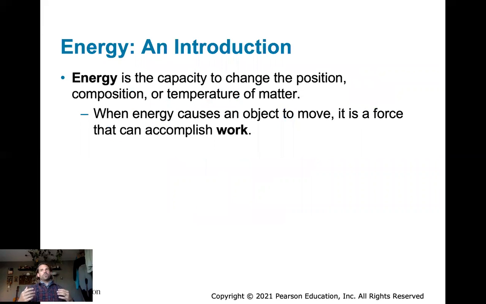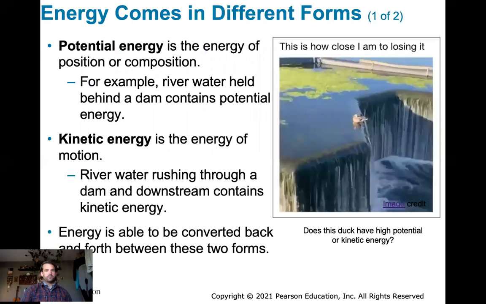In order to start talking about energy, we need to define it and have some basic definitions. So energy is the capacity to change the position, composition, or temperature of matter, of stuff. When energy causes an object to move, it's a force that can accomplish work. You might think about this as pushing a rock up a hill. But at a molecular scale, proteins are also doing work, okay?